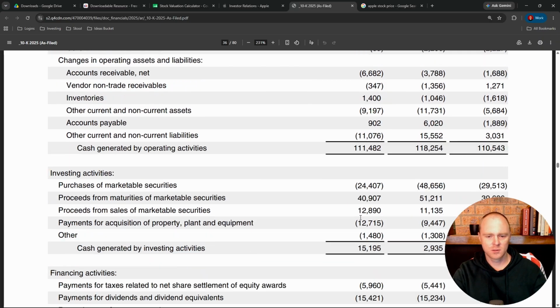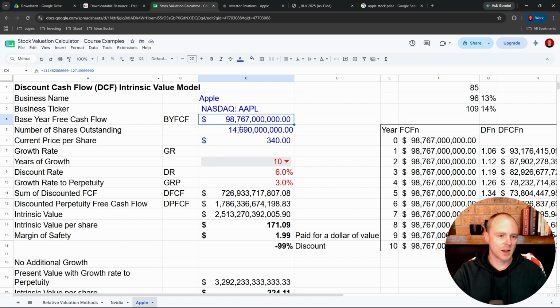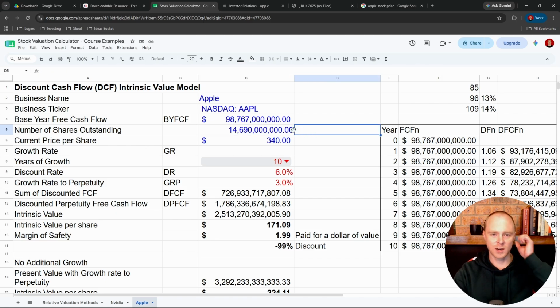So we grab this number, and we also want to grab the property, plant, and equipment, and anything else that we think is going to affect the business long term. But we can see that that number's been pretty consistent and hasn't had to grow much at all, pretty flat around that. So come back to our calculator. We've already entered that stuff in. Now we want to look up the number of shares outstanding. We have a look on Google or have a look through the annual report.